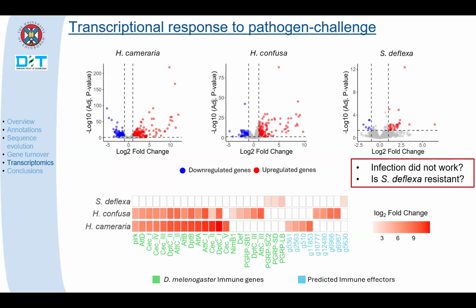But before that, we also noticed that there are several genes that are induced after infection in these species that are unknown, with no homology to the known Drosophila melanogaster immune genes.